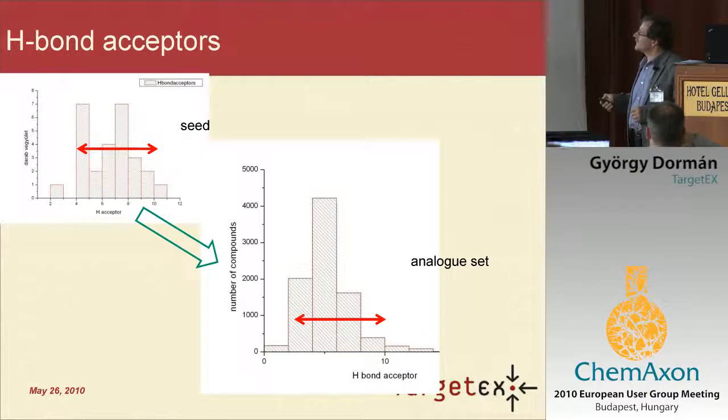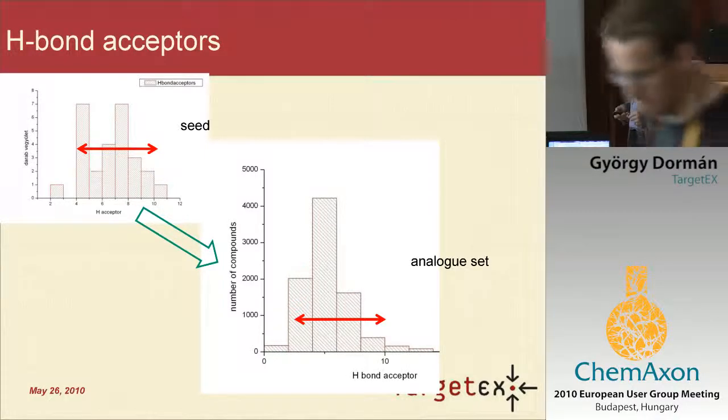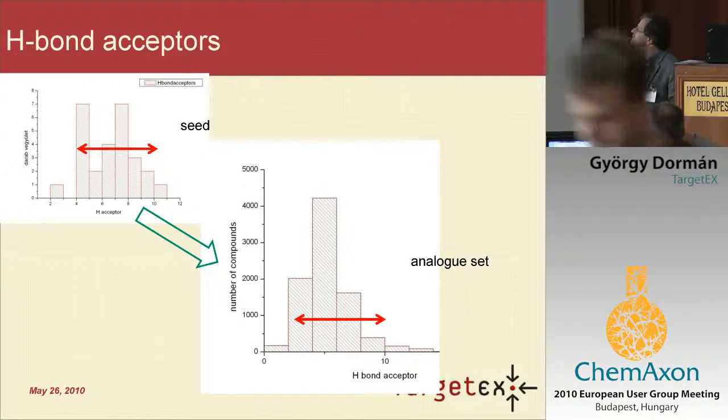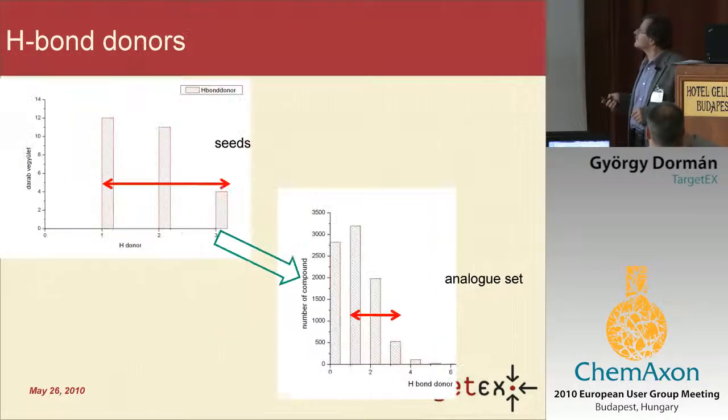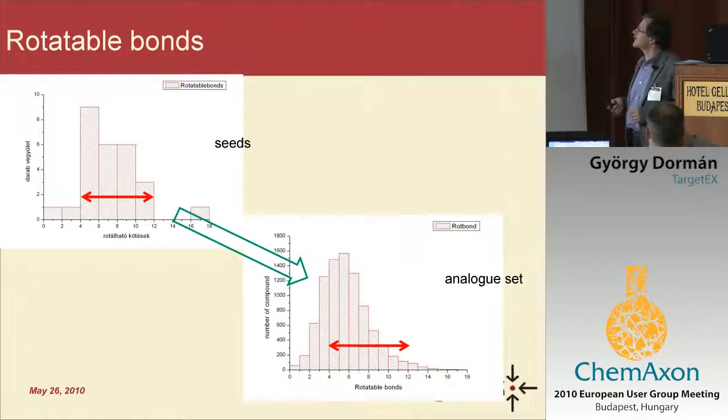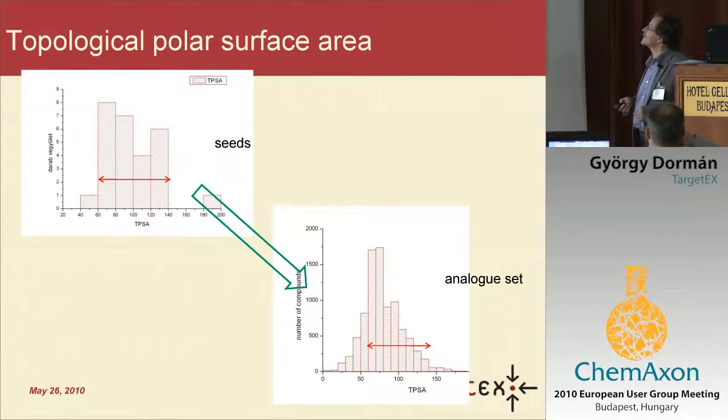This is the 80% medium portion of this range, and we applied this in the analog set. We did the same with the H-bond donors, the logP, the molecular weight, rotatable bonds, and the topological polar surface area. So all these together worked as a filtering tool.